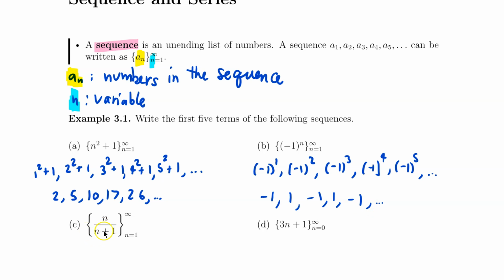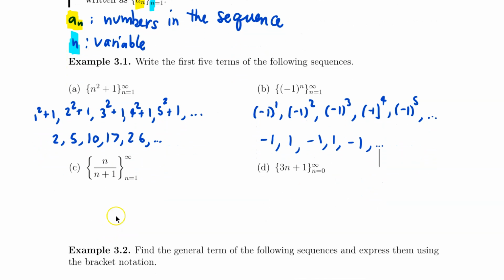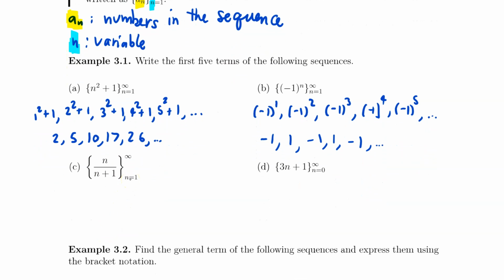Now let's take a look at the next one. I have n over n plus 1. So once again, when my n is 1, this is going to be 1 over 1 plus 1, which is 1/2. When my n is 2, I'm going to have 2 over 2 plus 1, which is 2/3. When my n is 3, I'm going to have 3 over 3 plus 1, which is 3/4. And then I'm going to have 4 over 4 plus 1, which is 4/5. And then 5 over 5 plus 1, which is 5/6. So here are the numbers in this sequence. Let's take a look at the next one.